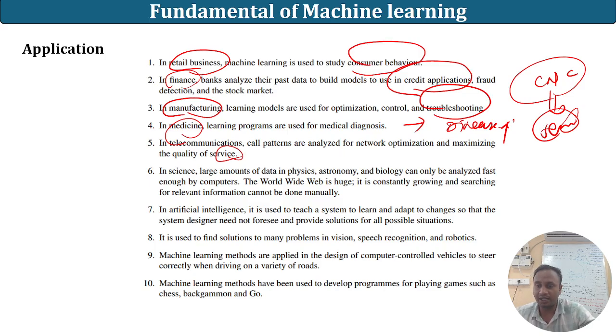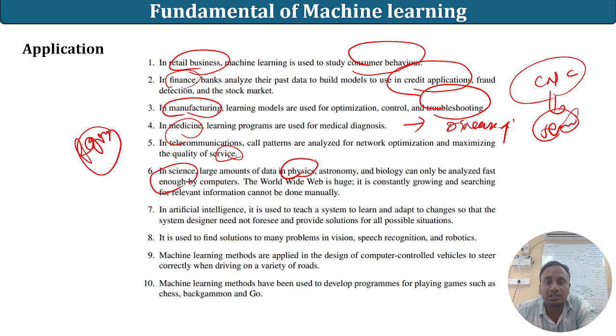This course is a fundamental step to enter the field of machine learning. That's why I'm giving this brief overview: before starting regression, we should have an idea of how it is used and where we can use it. Then we have science also. Physics and astronomy can use the data, and biology as well, just like the World Wide Web, the WWW.